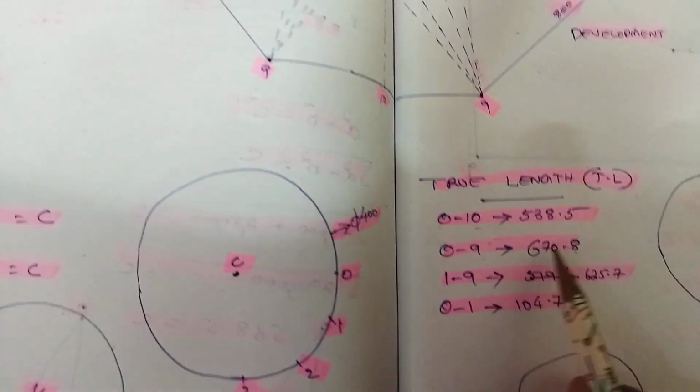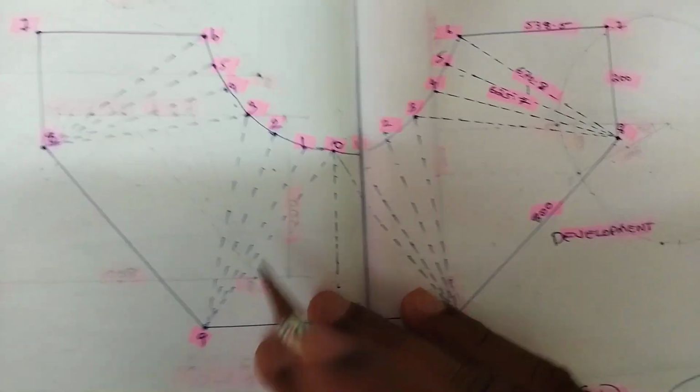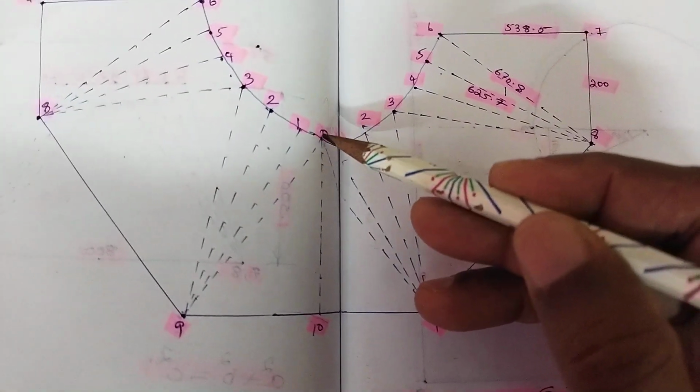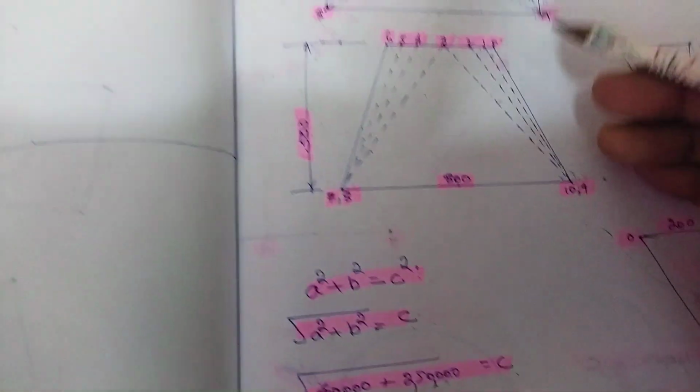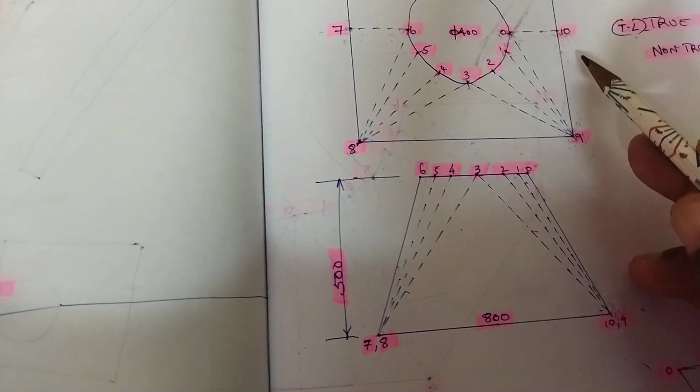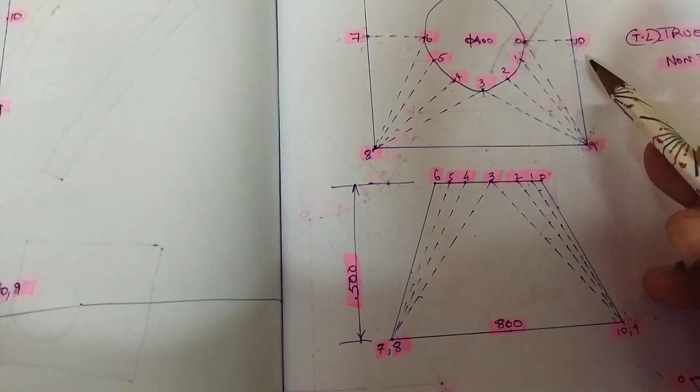0 to 10 we have got to 538.5. 0 to 10 we can mark here as 538.5. From here to here is 0 to 10. Next measurement is 10 to 9.